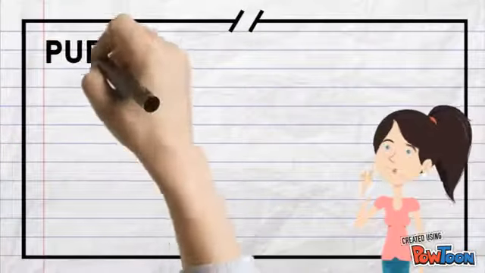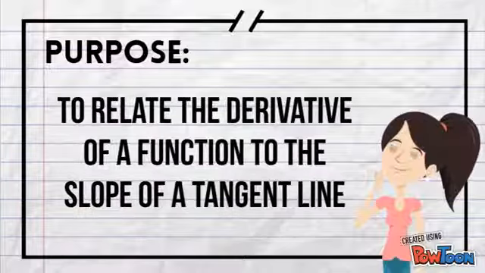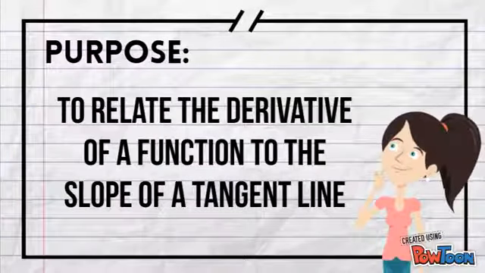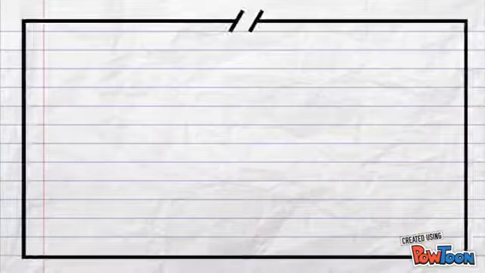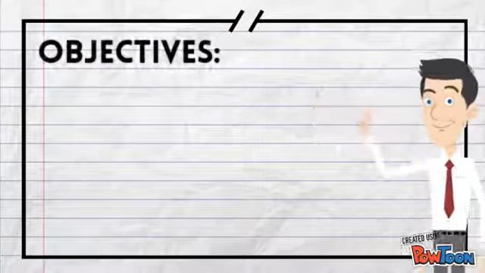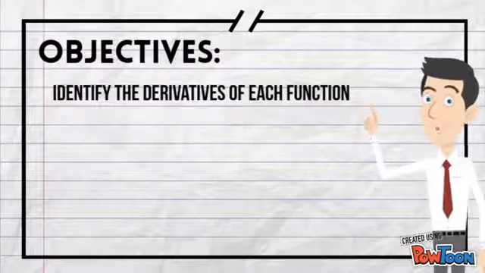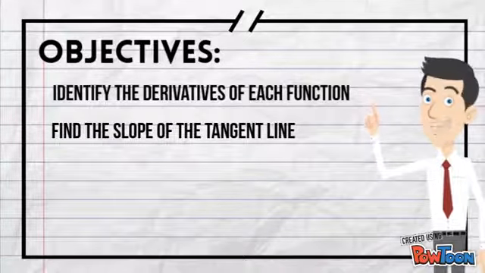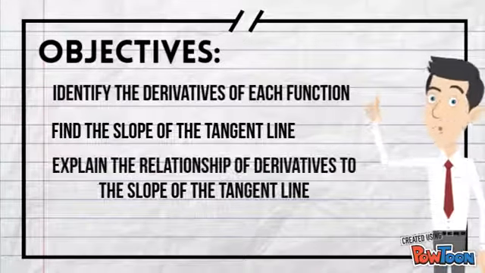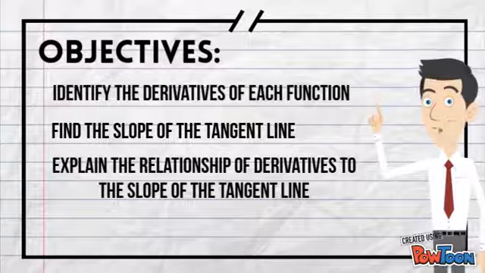The purpose of this video is to relate the derivative of a function to the slope of a tangent line. For the objective, identify the derivatives of each function, find the slope of the tangent line, and explain the relationship of derivatives to the slope of the tangent line.